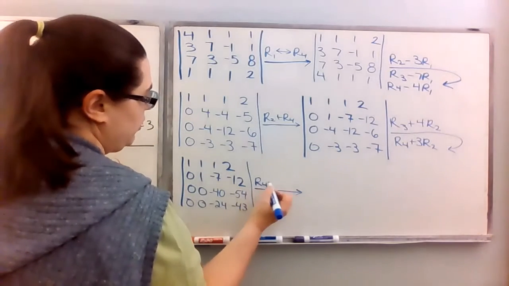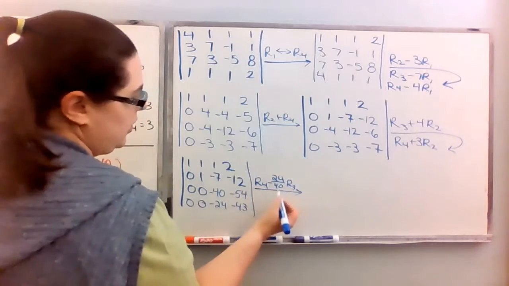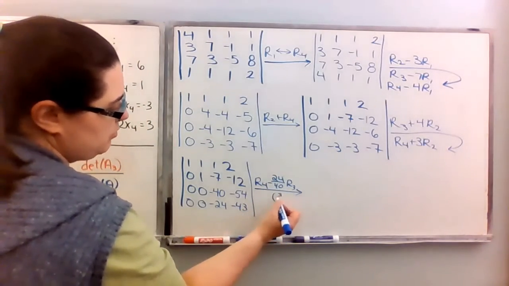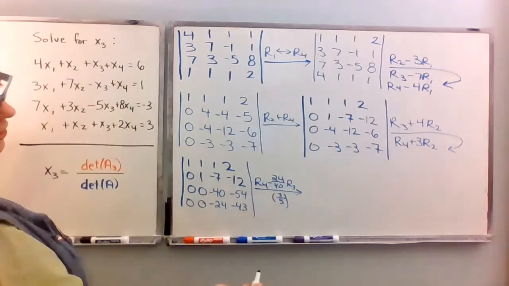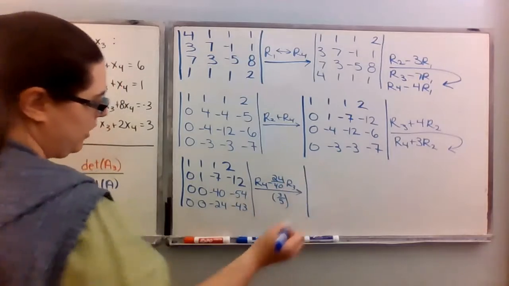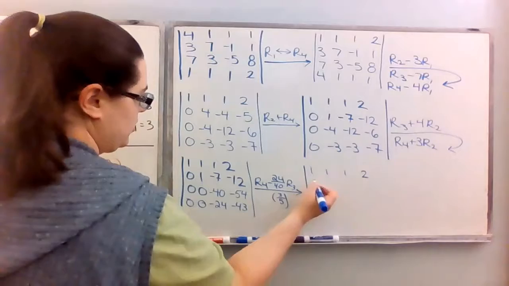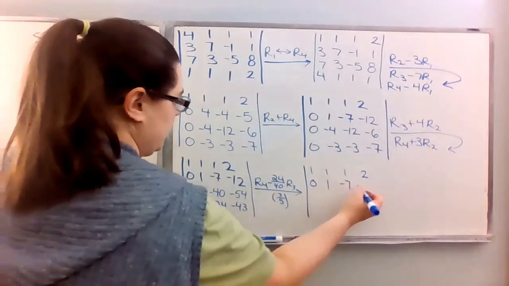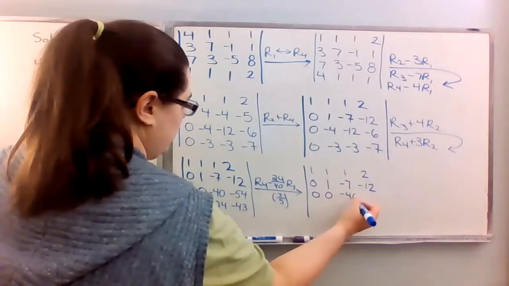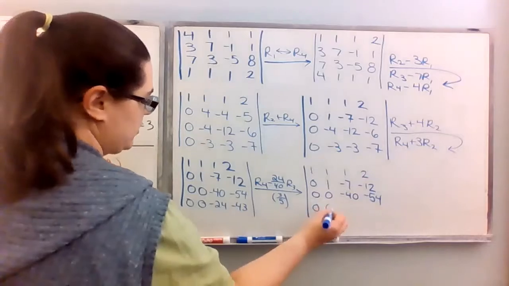So row 4 minus 24/40ths of row 3. And just a note to myself here, 24/40ths is the same as 3/5, because 8 goes into both. Okay. So first 3 rows the same: 1, 1, 1, 2, 0, 1, minus 7, minus 12, 0, 0, minus 40, minus 54, 0, 0.